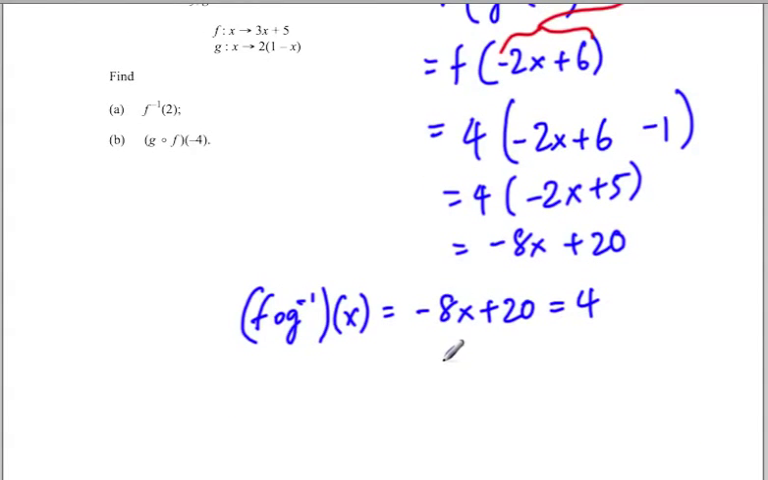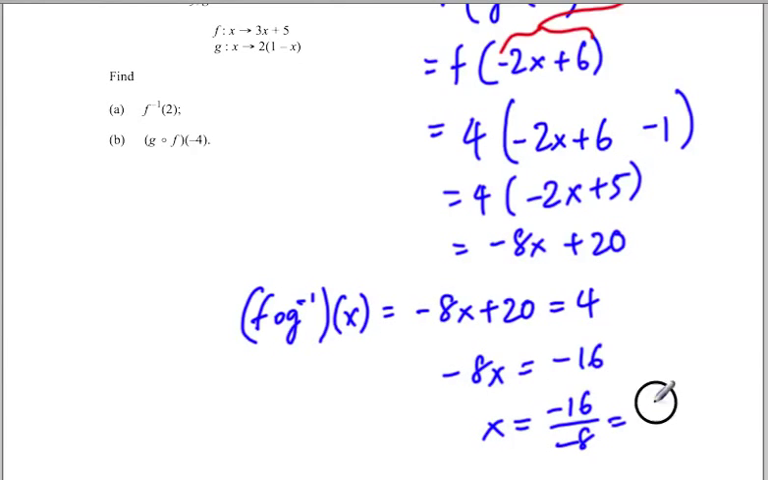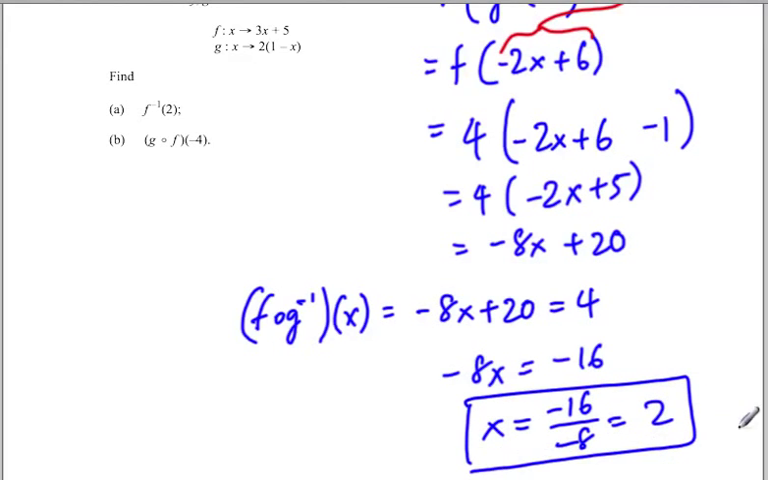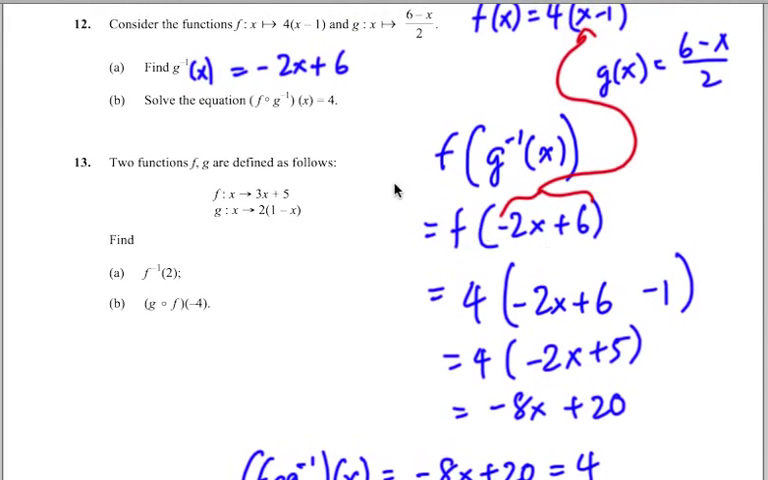You can subtract 20 from both sides. So negative 8x is actually equal to negative 16. And then divide by negative 8 on both sides. So negative 16 divided by negative 8 is equal to positive 2. Okay, so the solution to this one is x equals 2.